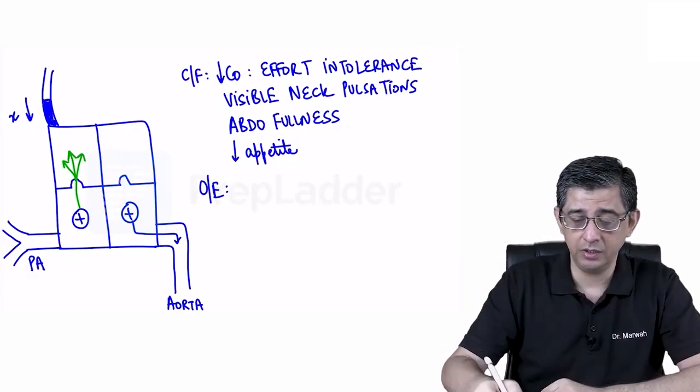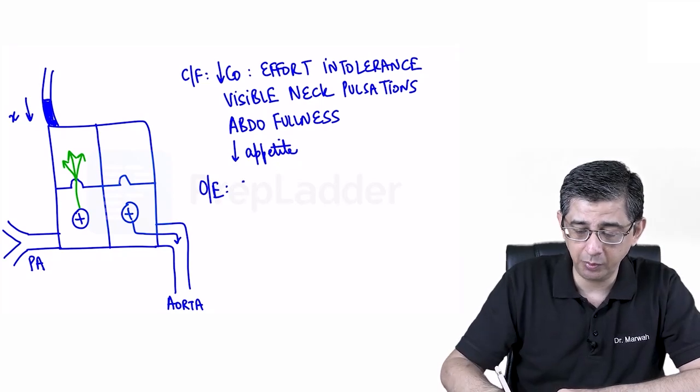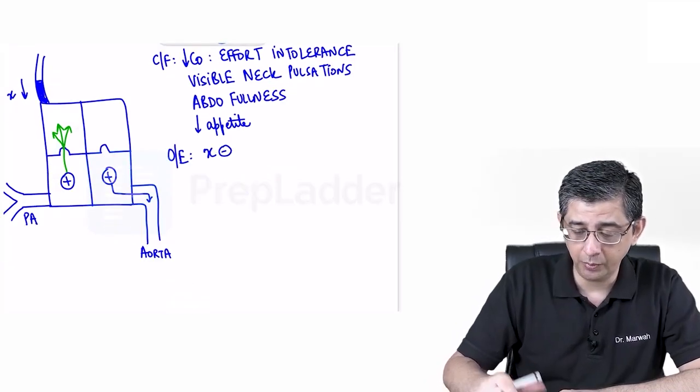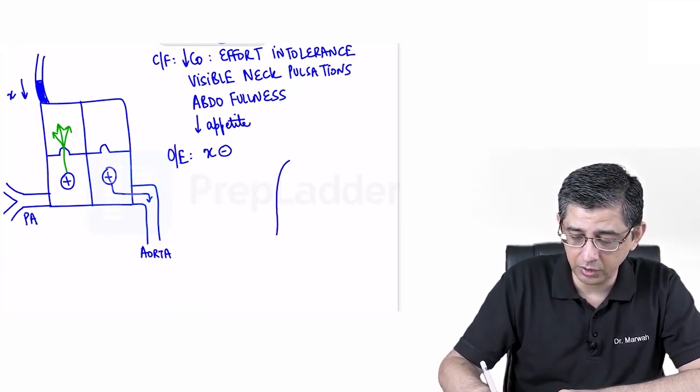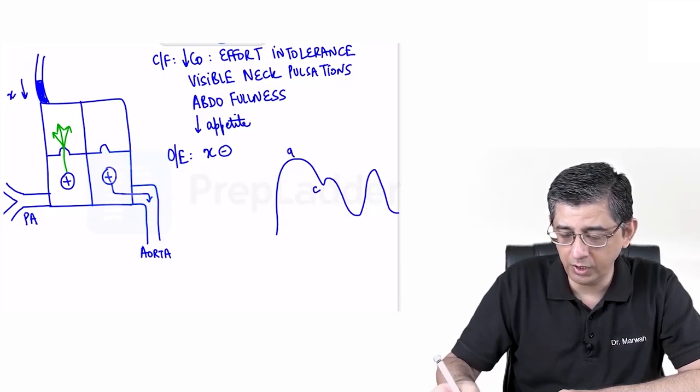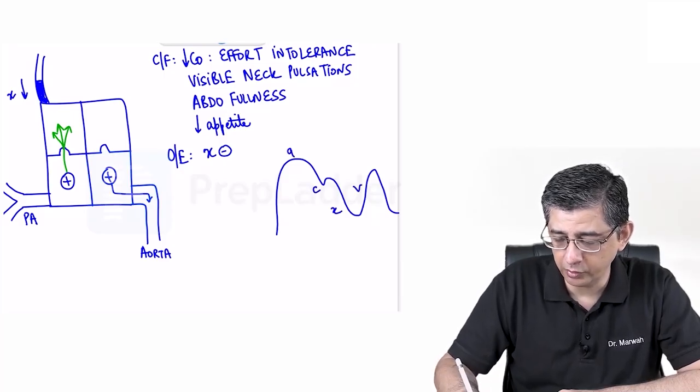And if they cancel each other, the examination finding that I'm going to get in my patient would be an absent X descent. In fact, you can appreciate this better if I draw the routine tracing. You have the A, C, V waves and then an X and a Y descent. So I've just drawn normal JVP waves before you.